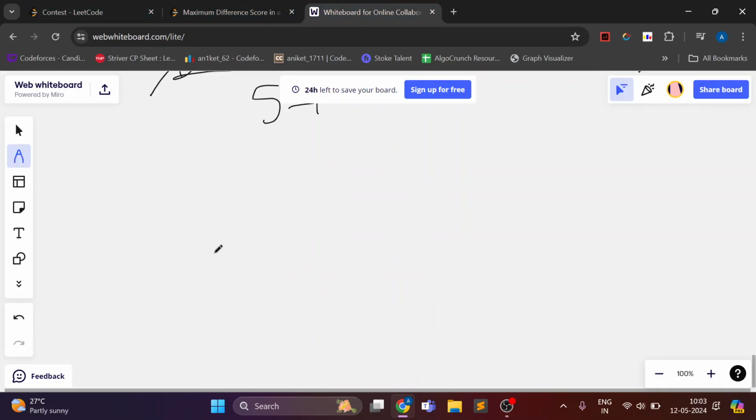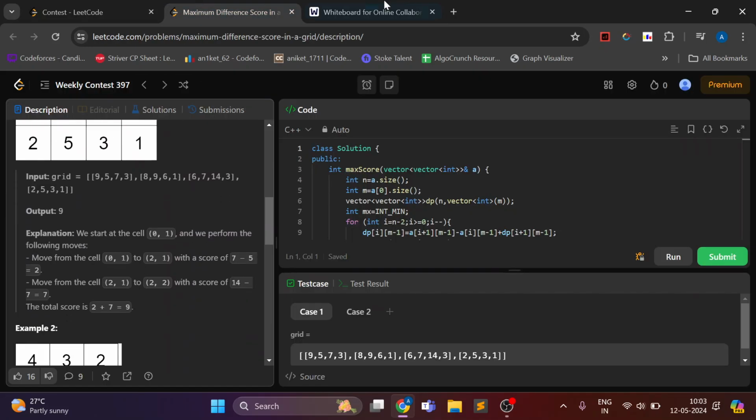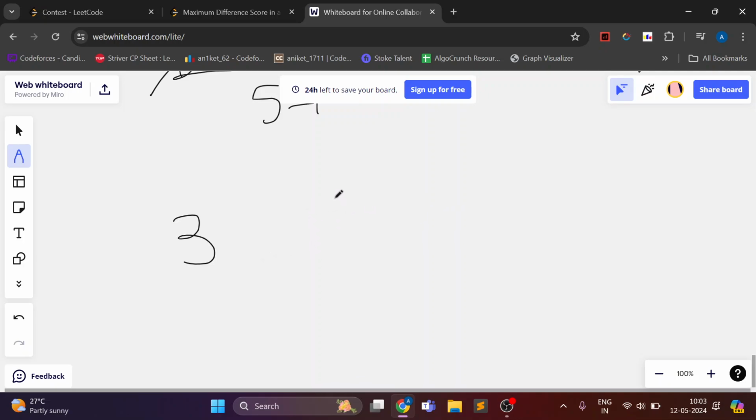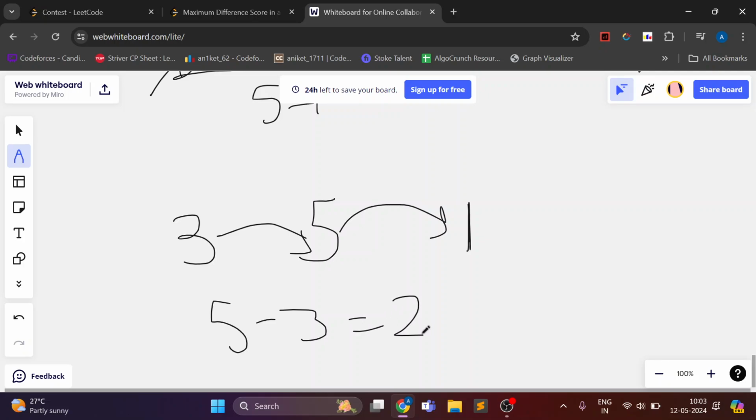Now the second observation here is somewhat related to Kadane's algorithm. Let's say I'm making a transition from 3 to 5, and after this, let's say I am making a transition from 5 to 1. While moving 3 to 5, what was my cost? 5 minus 3, which is 2. But after this, I don't need to add this in my cost because it is a negative number.